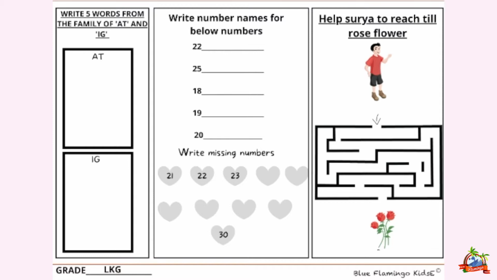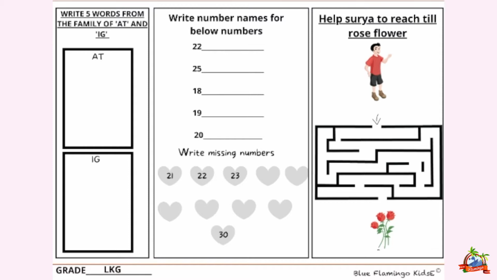So let us start. In this sheet we have three different parts in which we will get to know about three different subjects which are English, Maths and EVS. So let us start with our first subject which is English. The question is write 5 words from the family of at and ig.